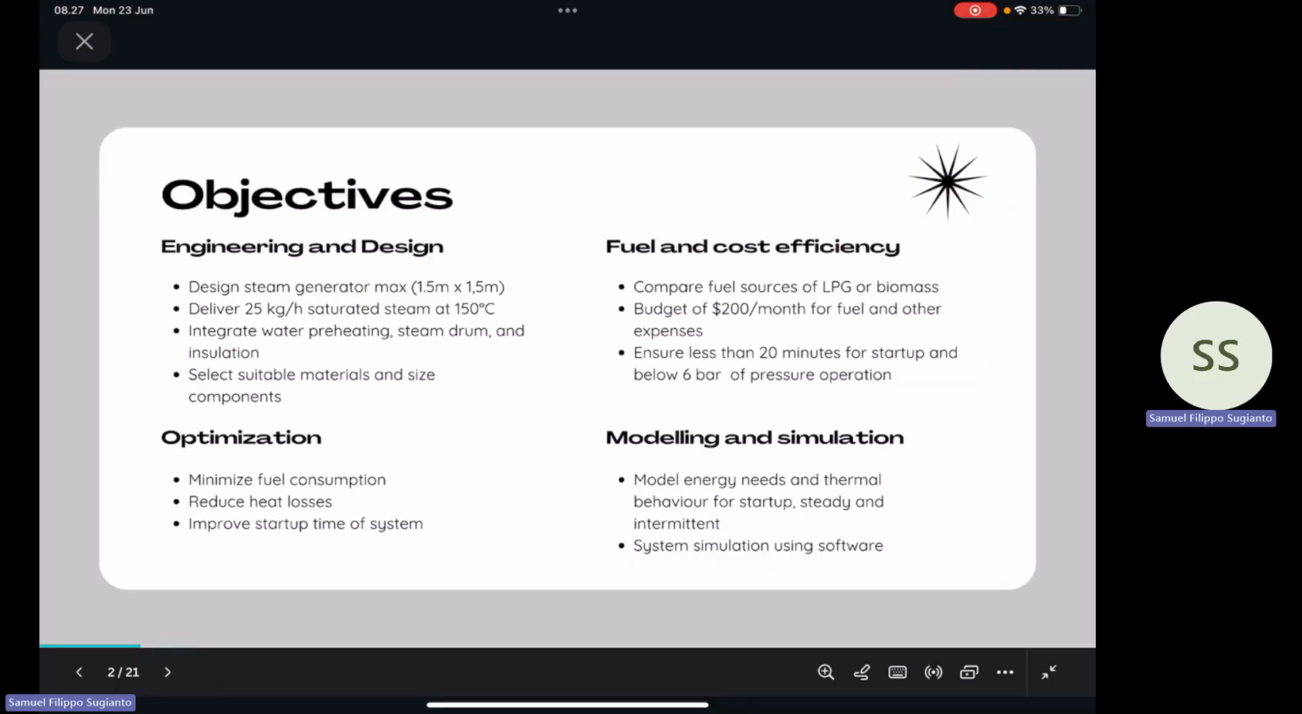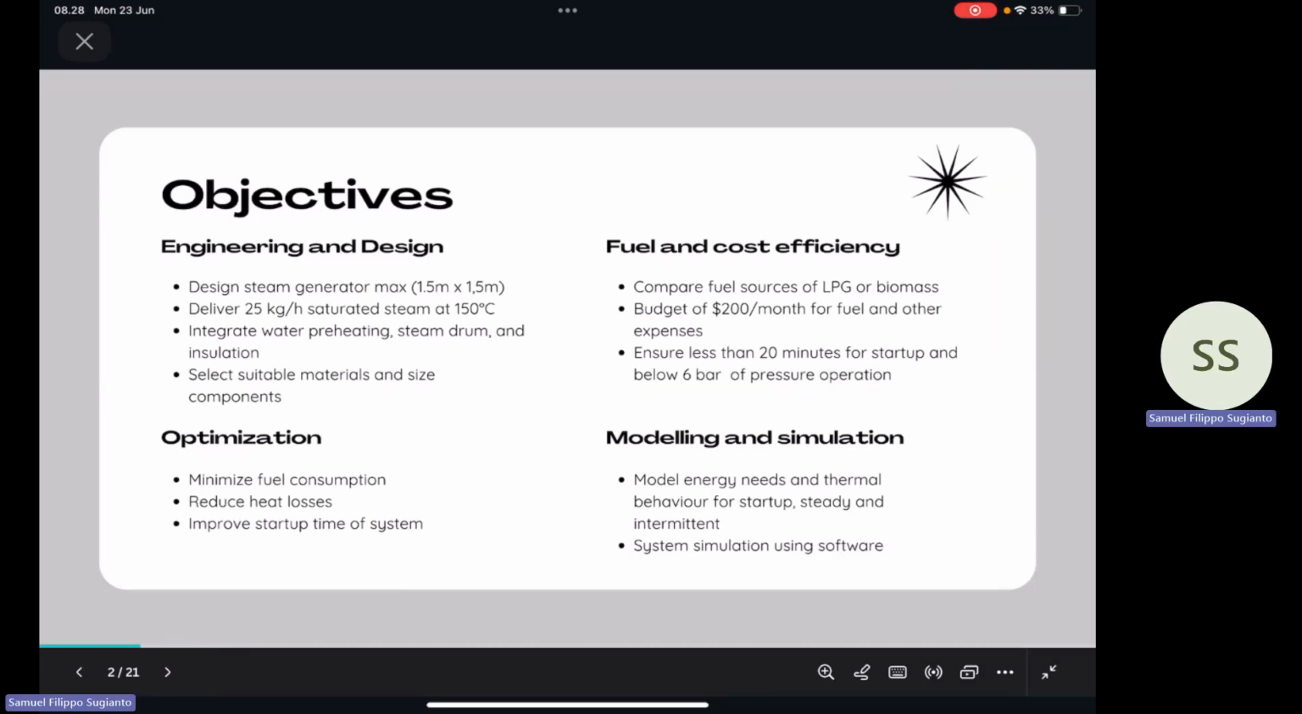The objective of this project is to create a steam generator with a maximum dimension of 1.5 meters times 1.5 meters, which can deliver 25 kilograms per hour of saturated steam at 150 degrees Celsius. There must be components of a preheater, steam drum, and insulation.